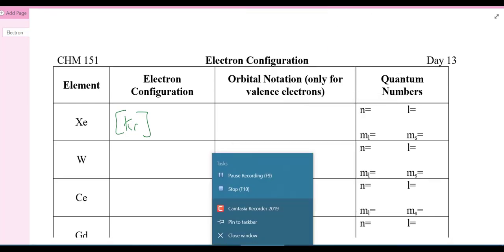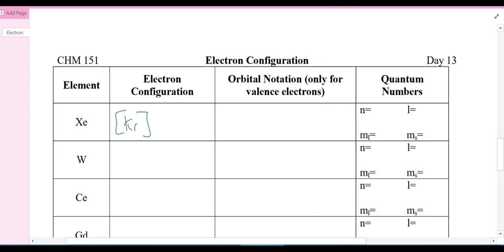5s, right? 1, 2, 3, 4, 5. 5s2, 4d10, 5p6. How about that? So there's my 5s. We'll skip the 4ds. They are not valence. 5p, and we got 6. Up, down. 1, 2, 3, 4, 5, 6.